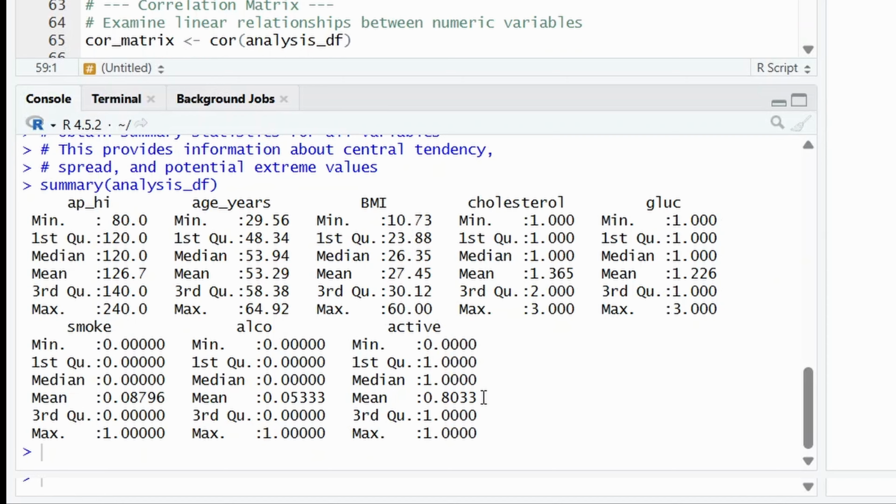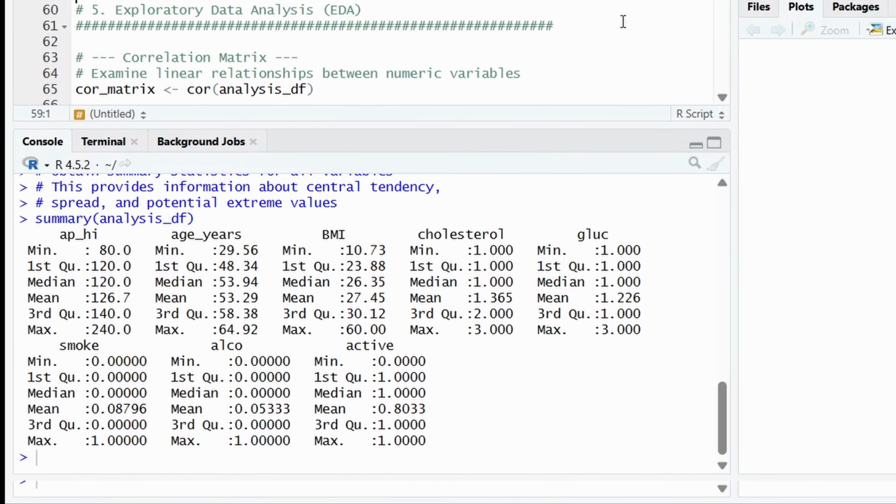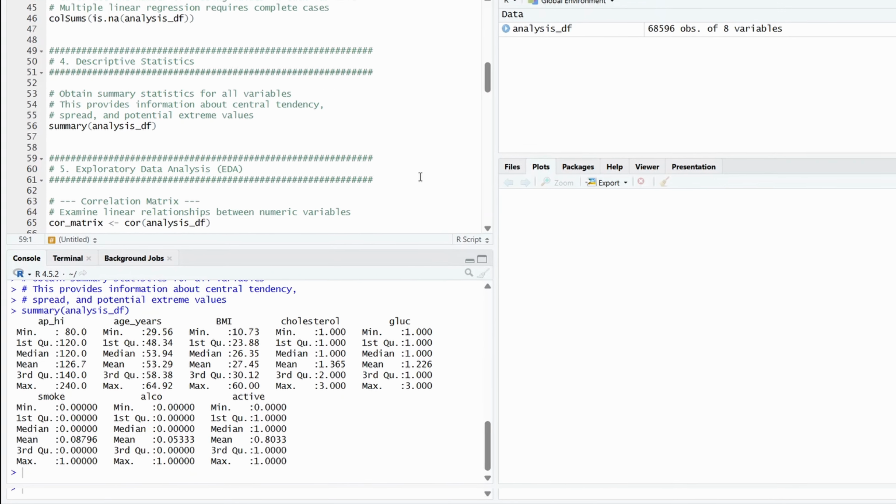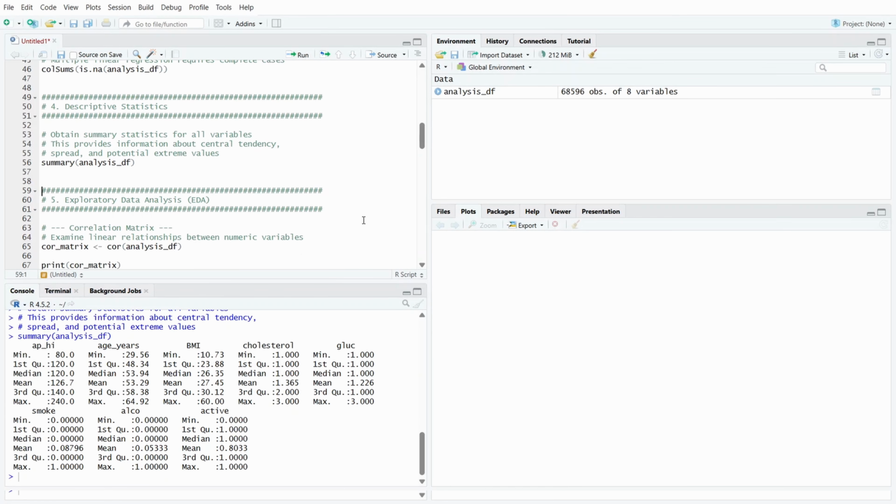Overall, this summary helps us see the typical participant profile, detect extreme values, and get a sense of which variables are mostly concentrated at certain values. Information that's crucial before we run our regression model.